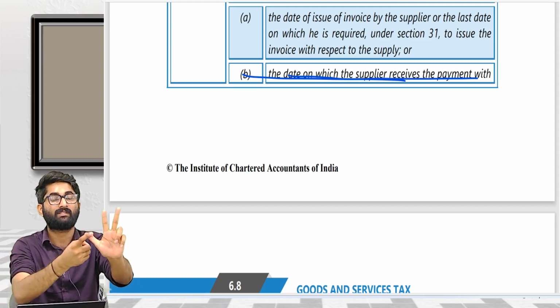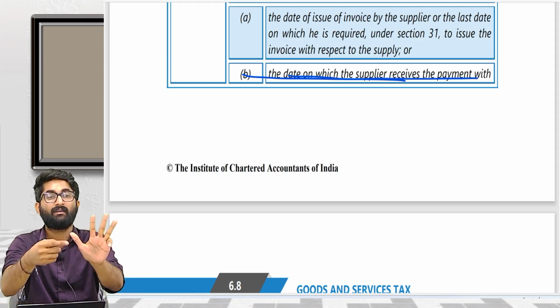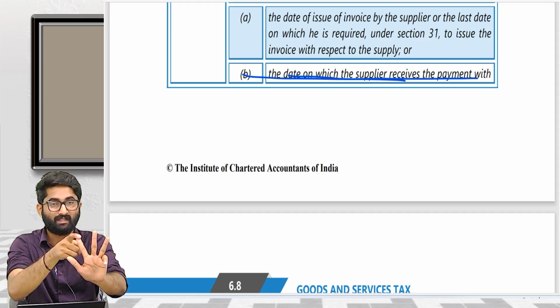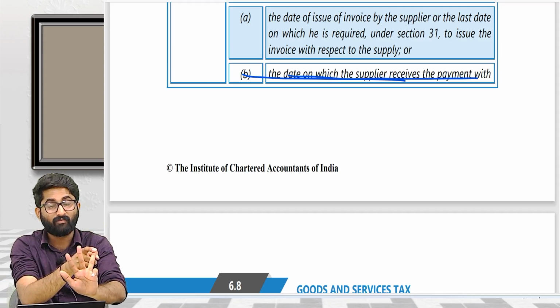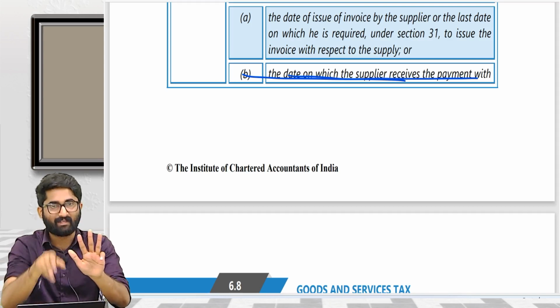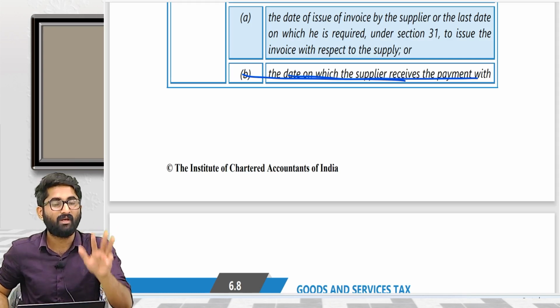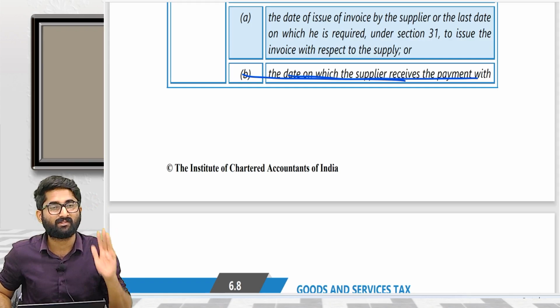Again, date of receipt of the goods. We will divide this second date of payment into 2 points. Date of receipt of the goods, date of entry in the books of accounts, date of debit in the bank account, or 31st day from the date of issue of invoice, whichever is earlier. All these 4, whichever is earlier, that date will be the time of supply in case of reverse charge mechanism.